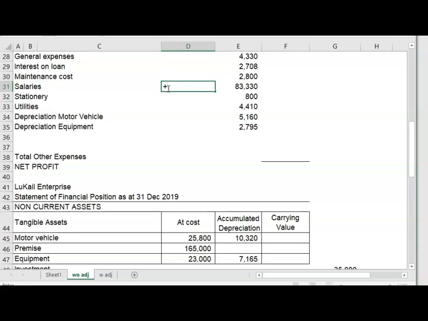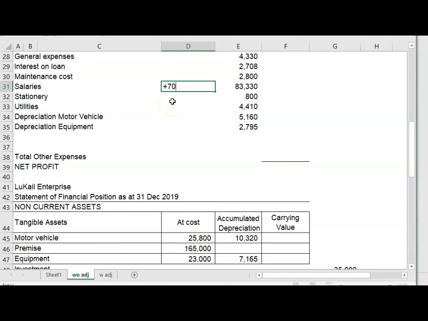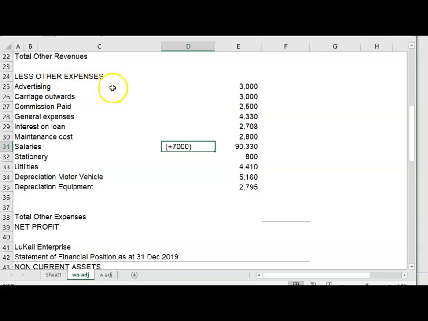So you need to add, what is the amount just now? 7,000. So you need to add 7,000 here. So the salary needs to be added up because it's accruals. Once you add up the salary, 7,000, it becomes 90,330. So this is one record added up on the salary that is in the other expenses.